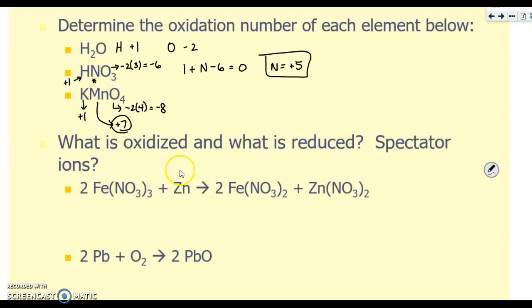So NO3 has a -1 charge. We're going to keep that together. Iron, because of the 3 here, is +3. Zinc is by itself, so it's 0. NO3 on this side is -1 as well. Because of the 2's, both zinc and iron are +2. Notice we did nothing with coefficients. And then I'm just going to compare things. Nitrate doesn't change at all. So your nitrate is your spectator.